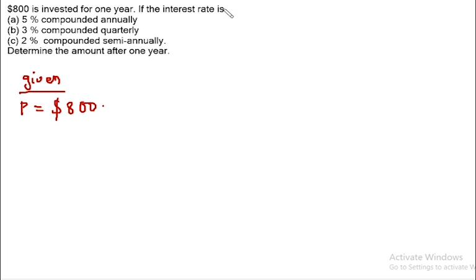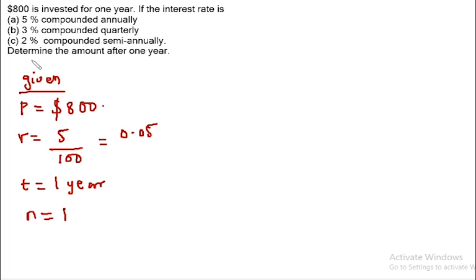We're also told that the interest rate is 5%. Now remember, this r is in decimal. So we convert this 5% to decimal, which is divided by 100, and this is 0.05. We're now told to determine the amount after 1 year. So the time frame we have in our hands is t equal to 1 year. We're also told that 5% is compounded annually. That means compounding happens once in a year, so n is equal to 1. We are told to determine the amount after 1 year, so we are looking for A.